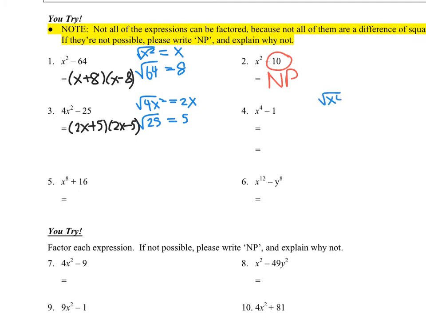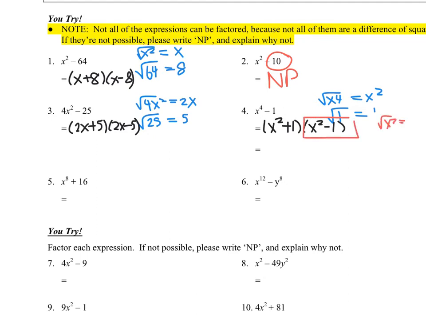So square root both terms, I get x squared. Square root the 1, I get 1. I write it in, 1 with addition, 1 with subtraction. But now you should notice that's another difference of squares. So we have to go again.